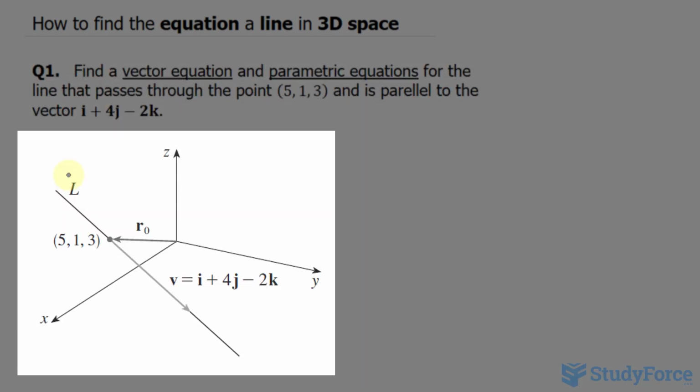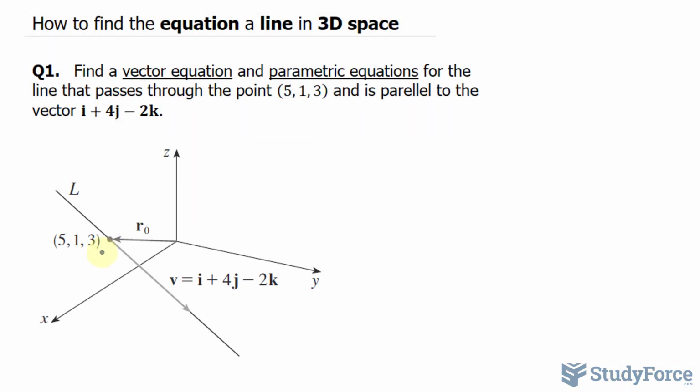As you can see underneath, the point has been plotted already and it's located right here. In addition, I've taken a line from the origin and extended it to that point, and that line is a vector, and the vector has the x, y, and z components of 5, 1, and 3. So we can call r sub 0 5, 1, and 3. We don't know the direction in which this line is occurring, although we've been told that it is parallel to the vector 1, 4, and -2.